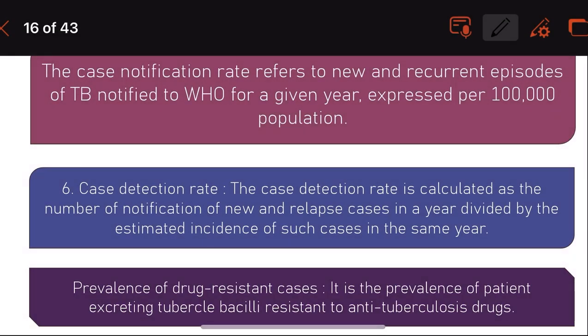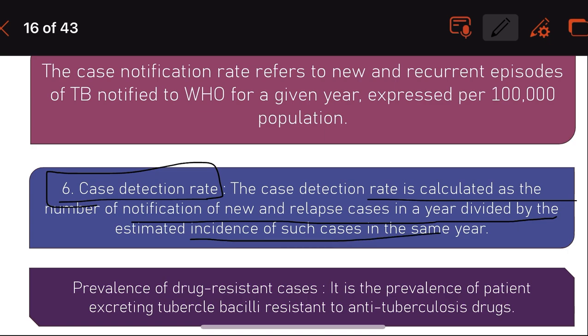Case detection rate. The case detection rate is calculated as the number of notifications of new and relapse cases in a year divided by the incidence of such cases in the same year. Are you understanding? Case detection, the number of cases in that same year, number of incidents.